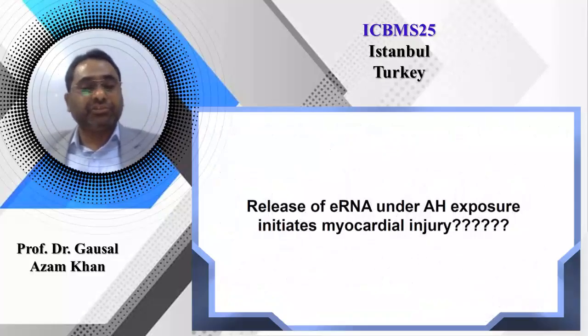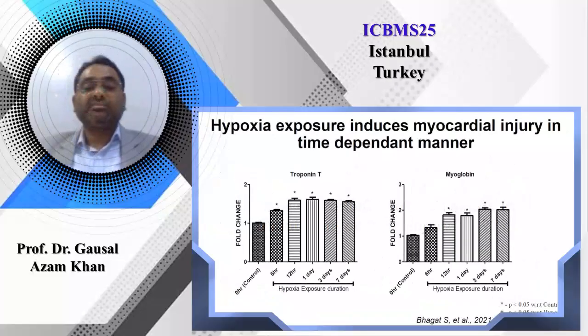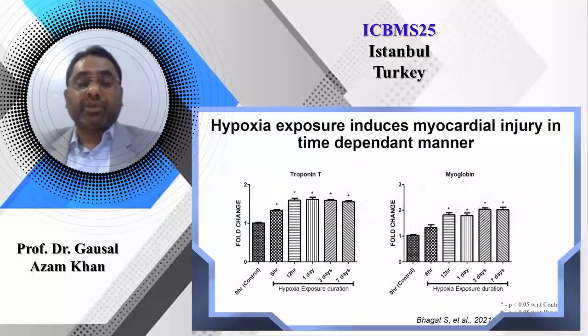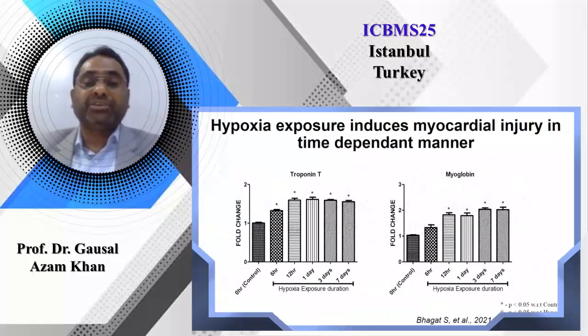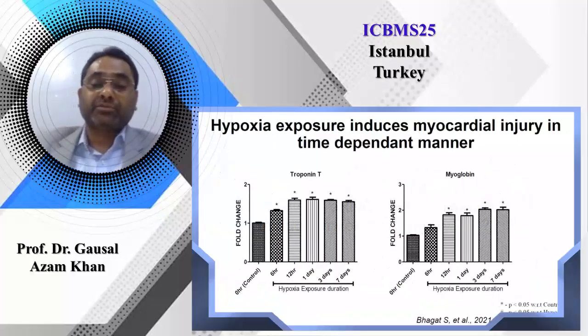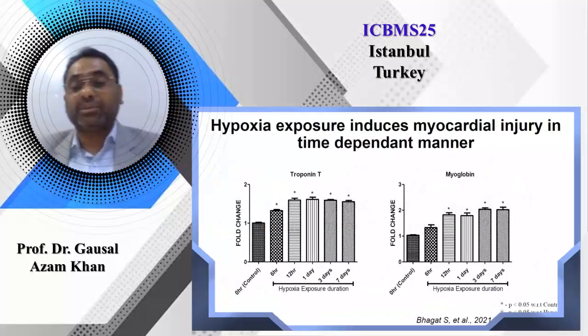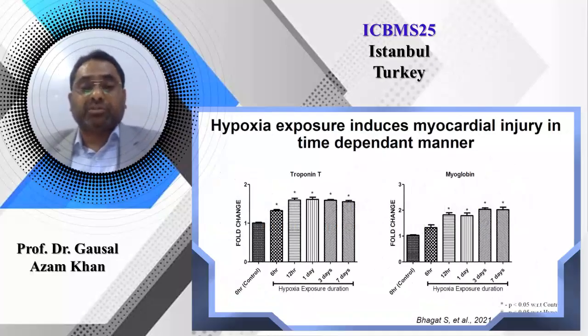To address this question, we used the same animal model and did a series of experiments. Initially, we tried to measure troponin T, one of the prominent markers of myocardial injury. Troponin expression increased time-dependently, reached a maximum at 12 hours, and remained flat up to 7 days in the animal model. Similarly, another marker, myoglobin, followed a similar pattern. Both markers indicate that hypoxia-induced troponin T and myoglobin release might lead to MI.